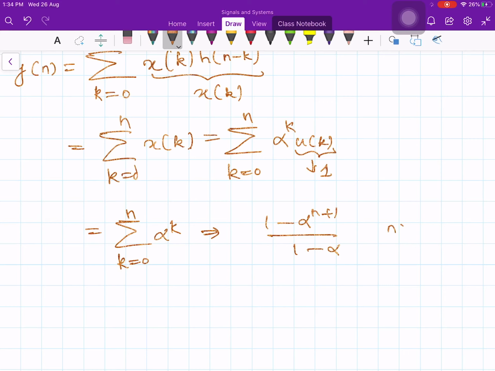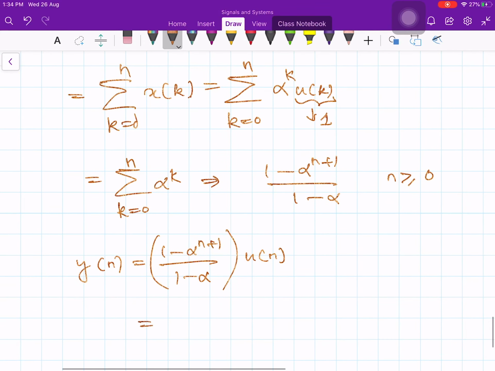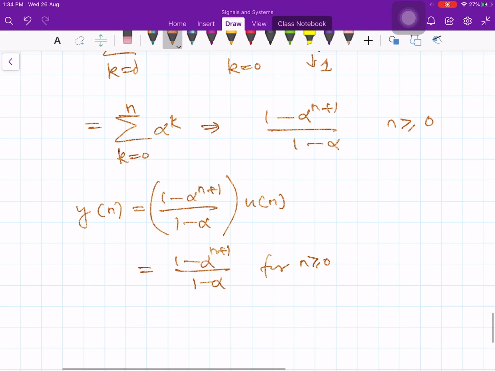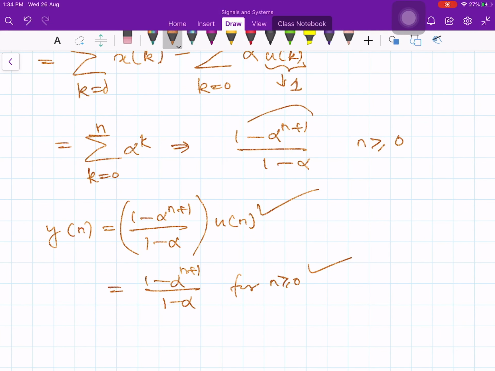Therefore, your y of n is equal to 1 minus alpha to the n plus 1 divided by 1 minus alpha times u of n, or you can also write 1 minus alpha to the n plus 1 divided by 1 minus alpha for n greater than or equal to 0. Like that you can write either this way or that way. Now this is called the finite sum formula. Recall from one of the previous lectures, I already covered this finite sum formula.